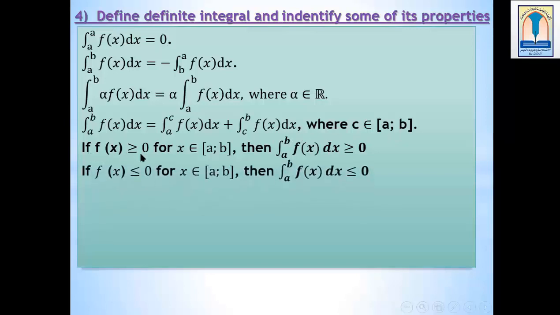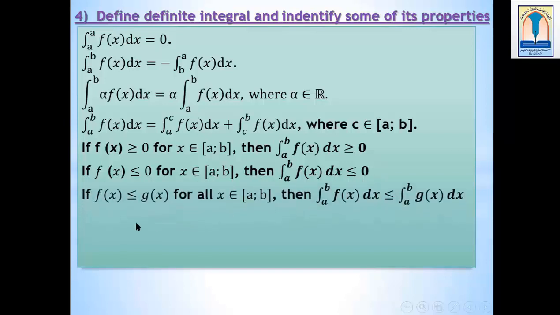If f of x is greater than or equal to 0 over a, b, then the integral from a to b of f of x dx is greater than or equal to 0. If f of x is less than or equal to 0 for x belonging to a, b, then the integral from a to b of f of x dx is less than or equal to 0. Also, if f of x is less than or equal to g of x over a, b, then the integral of f is less than or equal to the integral of g over a, b.